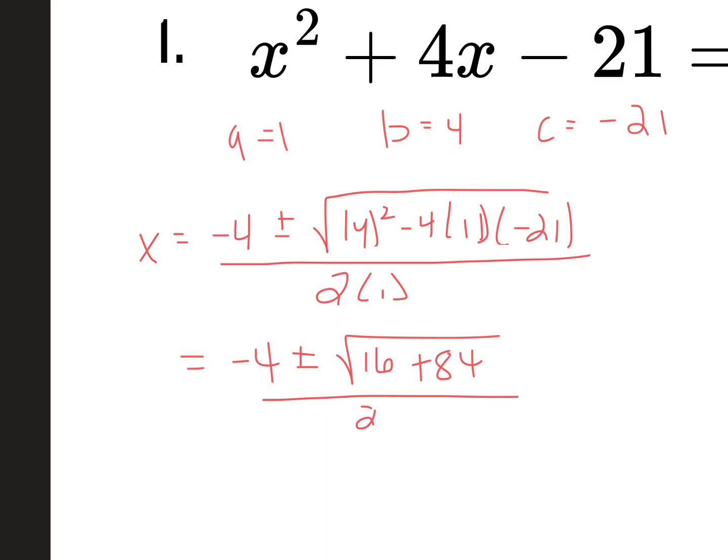For the foreseeable future, guys, you should not get negatives underneath your radical. We will get to that in probably a week or two, where you have negatives underneath, and we talk about imaginary numbers, but we're not there yet. So check each step. When you first put your numbers in, make sure that you have the correct numbers.